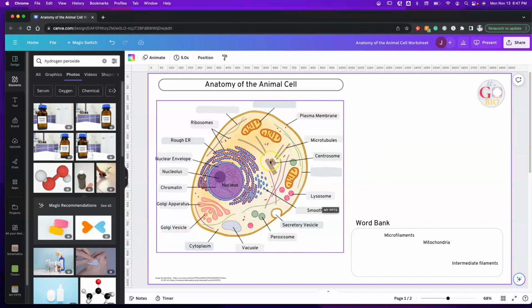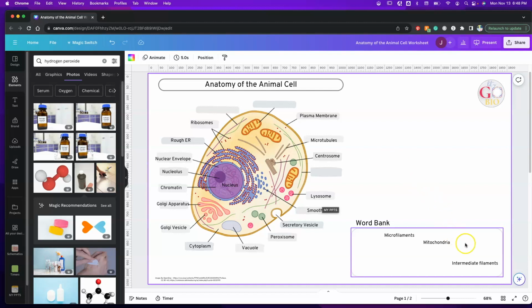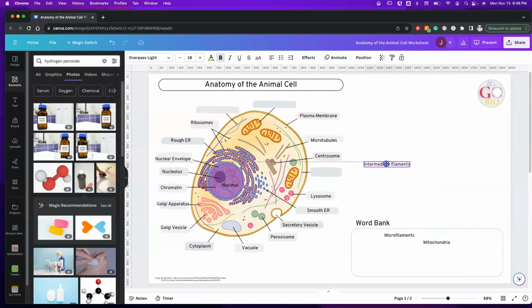The two pasta-looking components of the centrosome are called centrioles. So we have two centrioles that consist of the centrosome. And where do we also see microtubules? They also make up cilia and flagella, which we do not see on this cell. Next, we have the middle-sized, which is the intermediate filament.